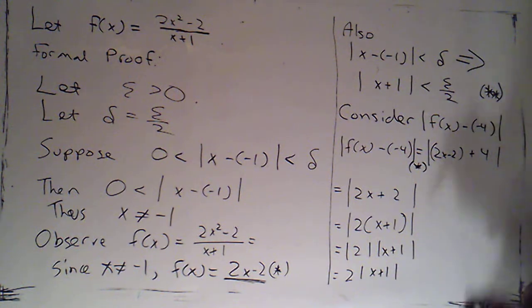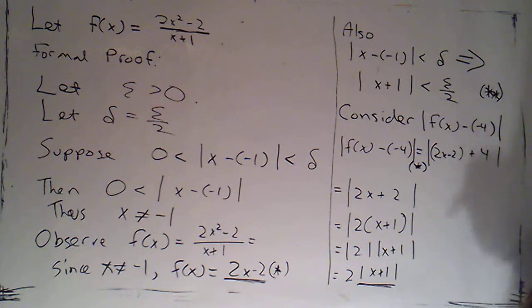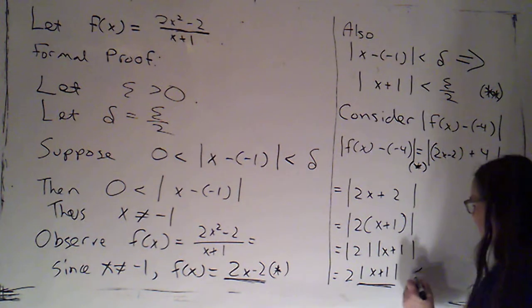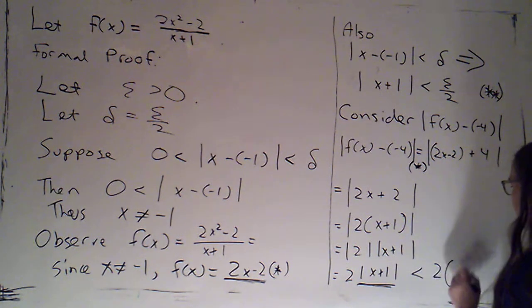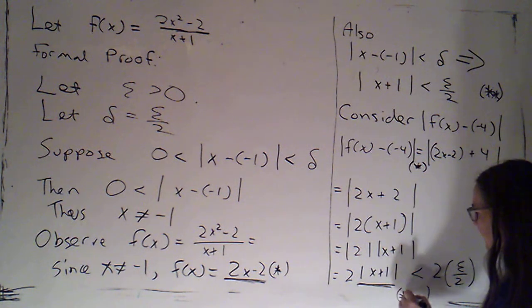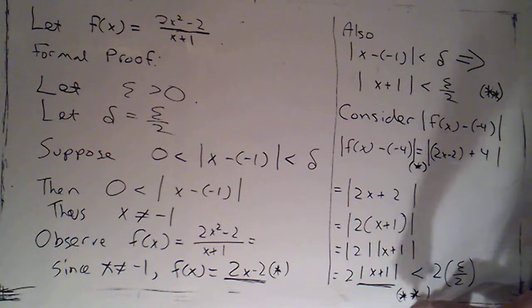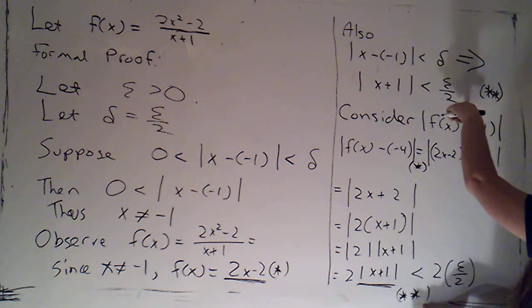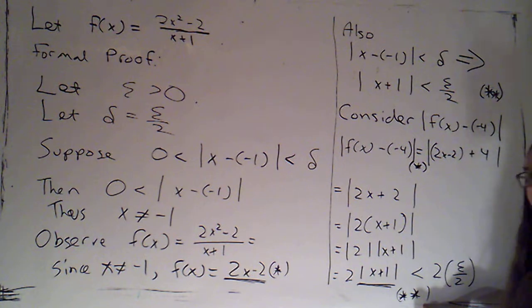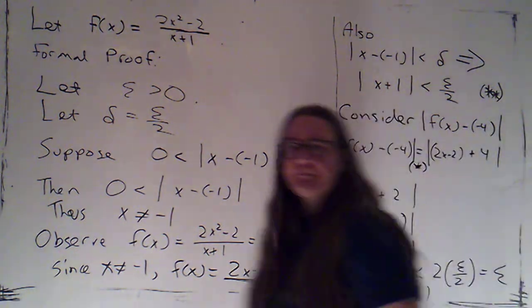Now I'm ready to use double star. I know that this quantity is less than epsilon over 2. So I can say this is less than 2 times epsilon over 2. And I'm just going to put a double star here because this is a little less obvious why this is true. This is referring back to something that I'd stated earlier in my proof. But now those 2's cancel and that's epsilon.